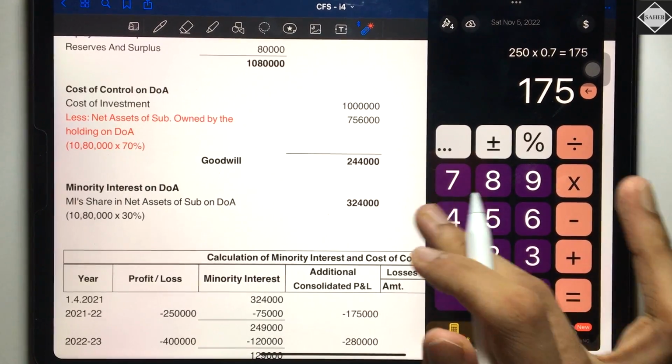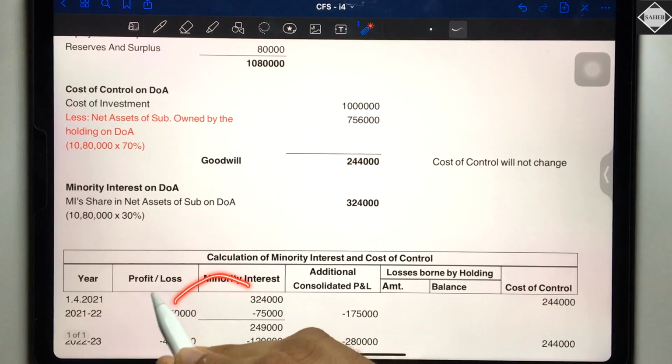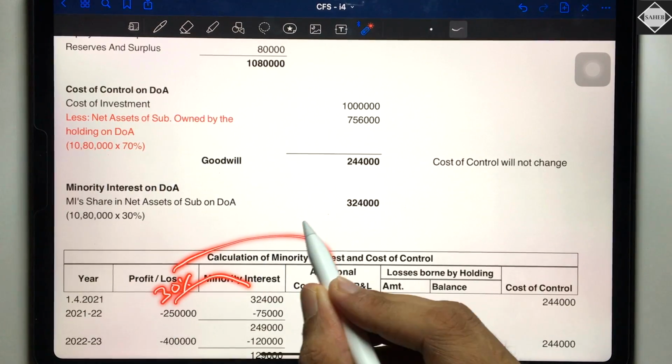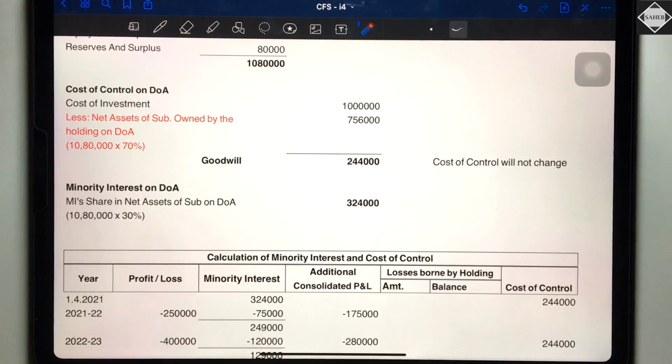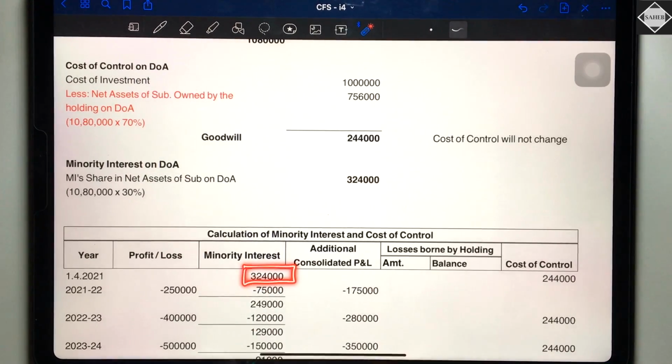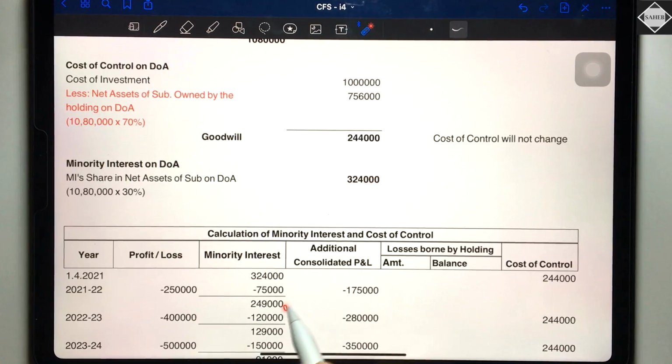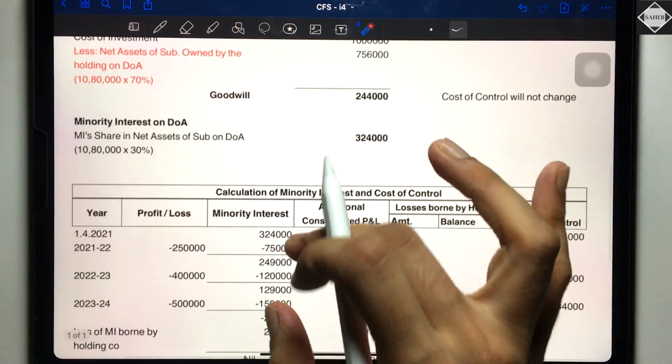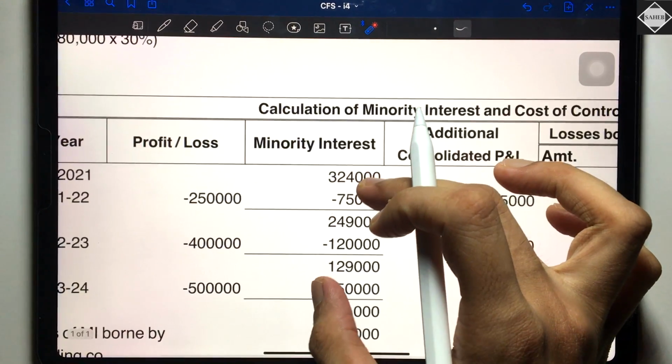So that's what you have to do. Just simply take 30% and 70%, and you will get the figures. Fine. Now after that, see here there was a positive figure in minority interest. Because of this loss, what happened to minority interest? Minority interest is still positive, but it has been reduced. It has become 2,49,000, isn't it? See this calculation properly.